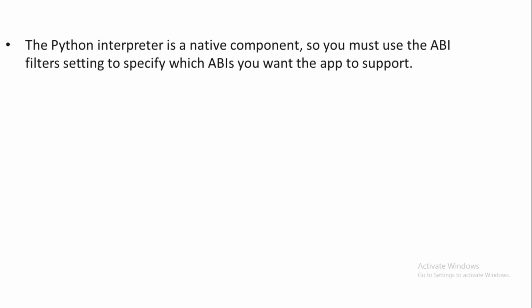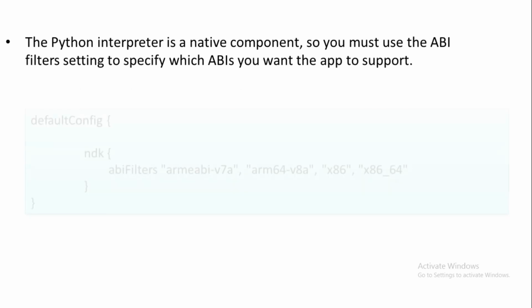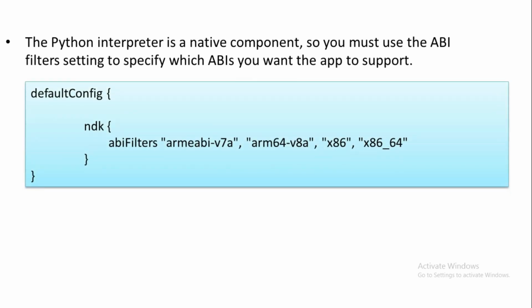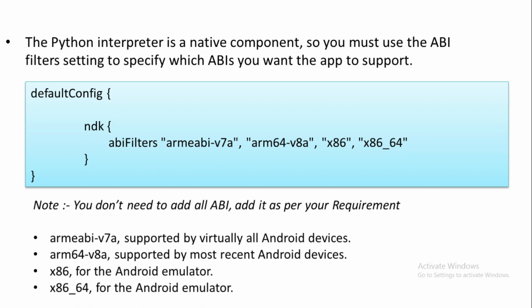Now you need to select the ABI. The Python interpreter is a native component, so you must use the ABI filter settings to specify which ABIs you want your app to support. Remember, you don't need to add all ABIs. It depends upon your requirements. If you add all ABIs, then it will increase the app size.